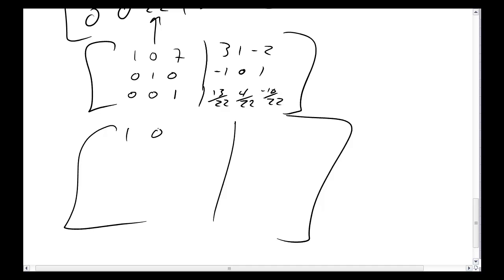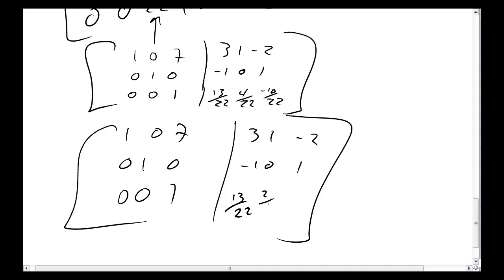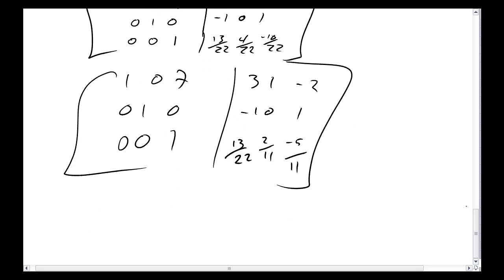So I've got 1, 0, 7, 0, 1, 0, 0, 0, 1. I've got 3, 1, negative 2, negative 1, 0, 1. 13 over 22 I don't think reduces, but 4 over 22: 2 goes into 4 2 times, and 2 goes into 22 11 times. 2 goes into negative 10 negative 5 times, and goes into 22 11 times. The last thing I need to do is tackle this 7. So I'm going to do row 1 minus 7 row 3.